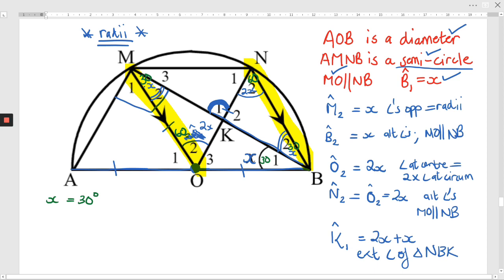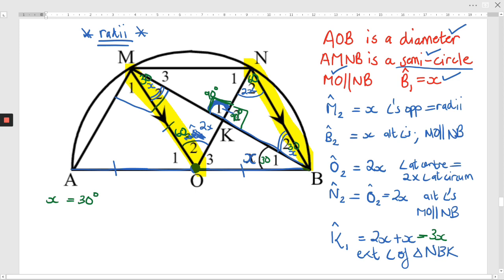Okay. K1 was 3x. Oh, I should have finished that there. Sorry, that's 3x. K1 is 90. Oh, that is a 90. So K2 is 90, right?